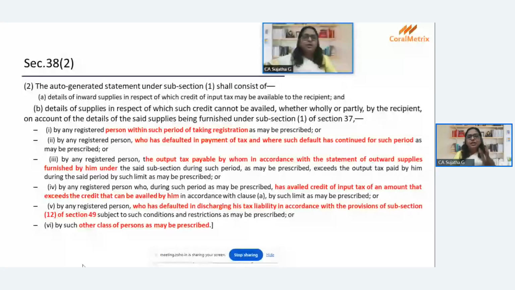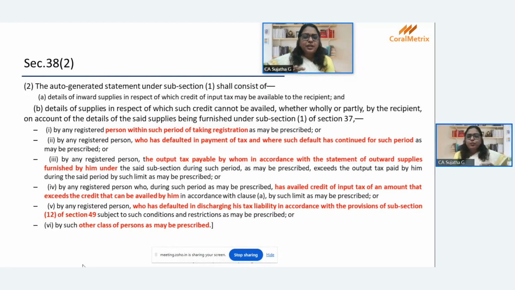If there is any shortage of payment between GSTR1 and 3B, every recipient of his services or the buyer of his goods will be denied input tax credit by this provision. Next is that registered person.